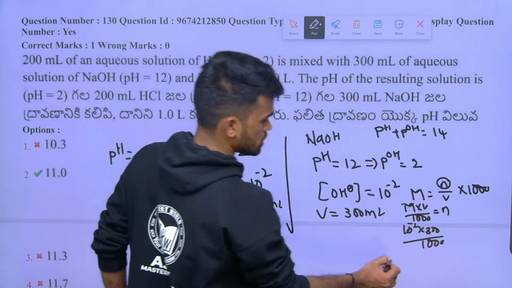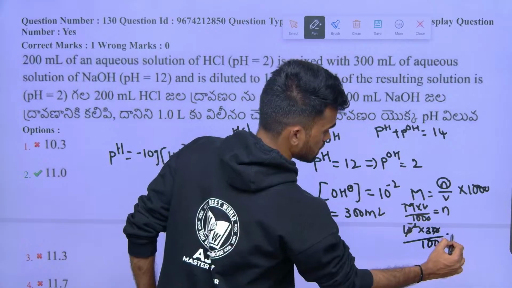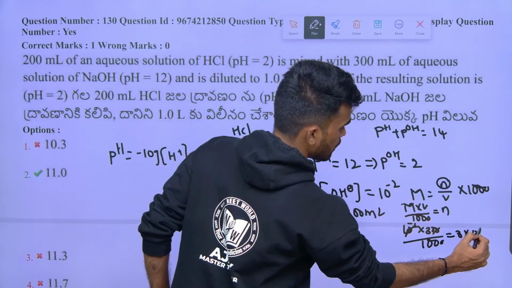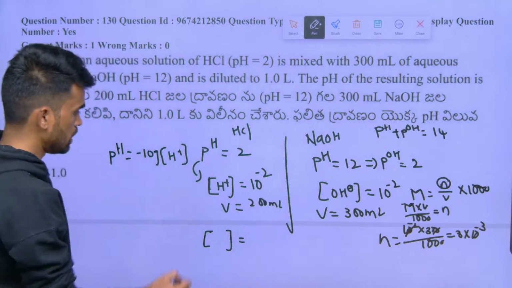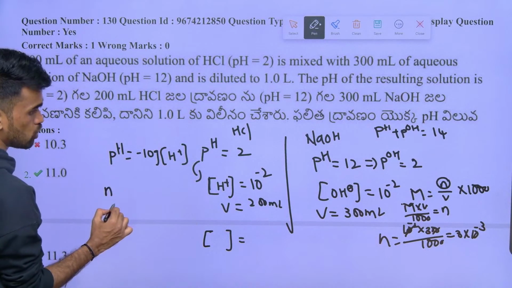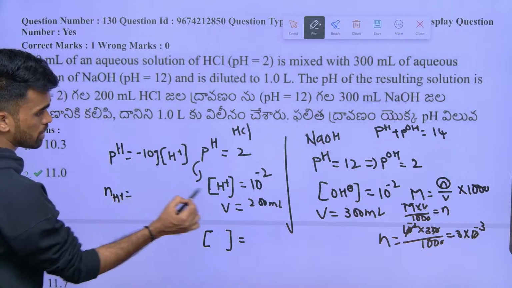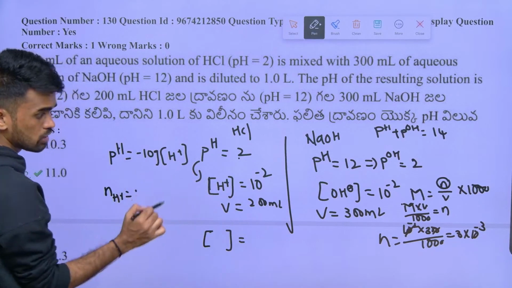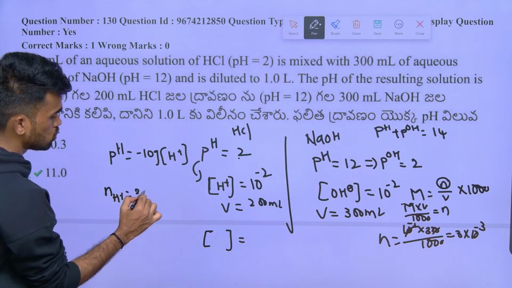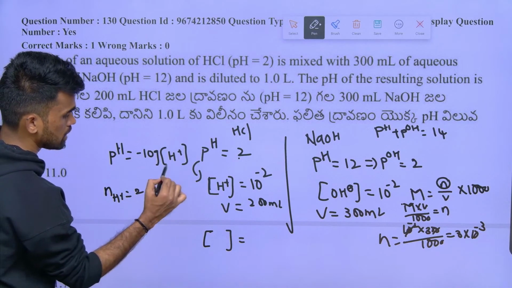Number of moles how much? Now this 2 got cancelled, so 3 into 10 power minus 3 is the number of moles of NaOH. Now, the number of moles of H plus is how much? The number of moles of H plus will become 10 power minus 2 into 200 by 1000, so I can write 2 into 10 power minus 3 moles.